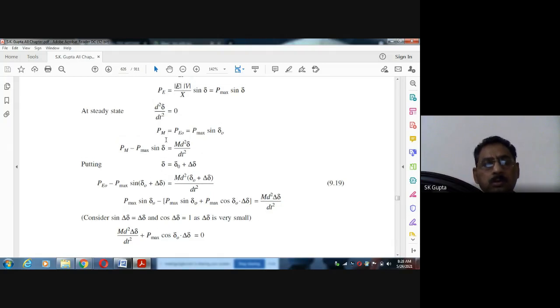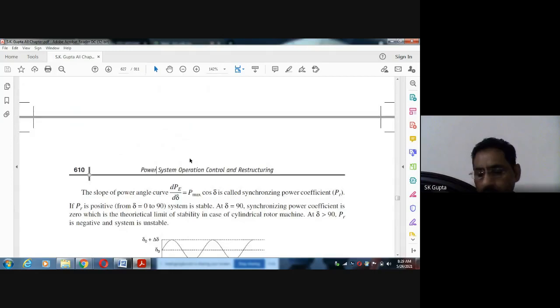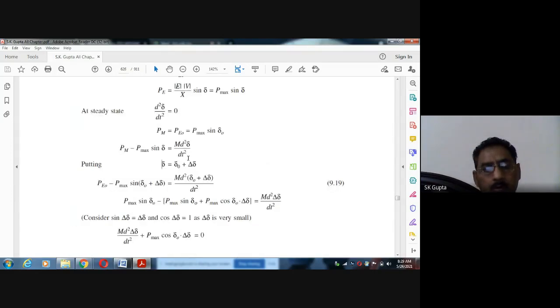Pm is equal to Pmax sin delta. Differentiation of this is Pmax cos delta 0. And the differentiation with respect to delta, cos delta 0, means it is the differentiation of this, so it is the slope of that curve. This is the slope of that curve. So this Pmax cos delta 0 is the slope of the curve, and it is called the synchronizing power coefficient.